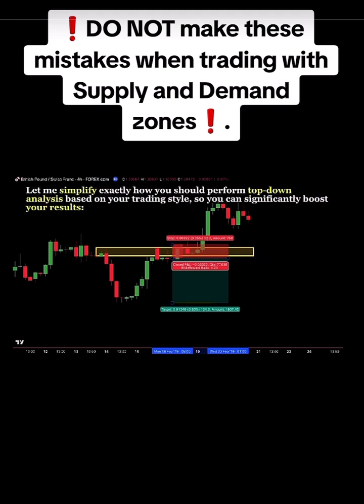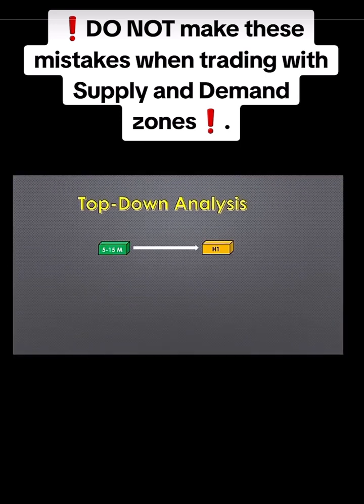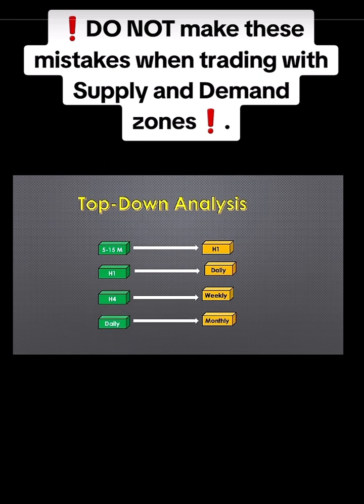Let me simplify exactly how you should perform top-down analysis based on your trading style so you can significantly boost your results. If you're scalping on the 5-minute or 15-minute charts, your higher timeframe reference is the hourly chart. Day traders focusing on the hourly chart, your best friend is the daily chart. Swing traders using the 4-hour chart, the weekly chart is your higher timeframe compass. Finally, if you prefer trading on the daily chart due to limited time, use the monthly chart as your higher timeframe guide. Mastering top-down analysis like this ensures every trade you take aligns perfectly with the bigger market picture, significantly boosting your consistency and profitability.